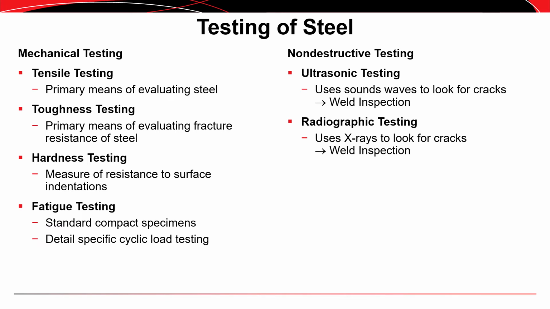When we don't want to damage the product, then we can use non-destructive testing like ultrasonics or radiographics, or maybe some dye penetrant. I didn't bother to write that down. But basically, those are used most often to examine welds after they're made in the shop. Ultrasonic testing uses sound waves that pass through the steel, and they look for imperfections. Radiographic testing is basically the use of X-rays.